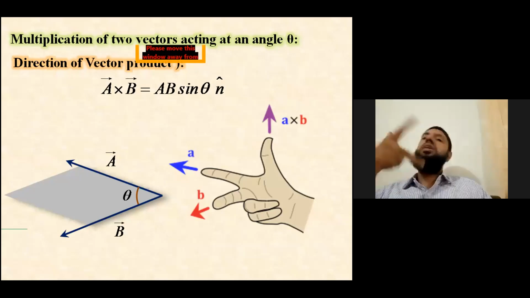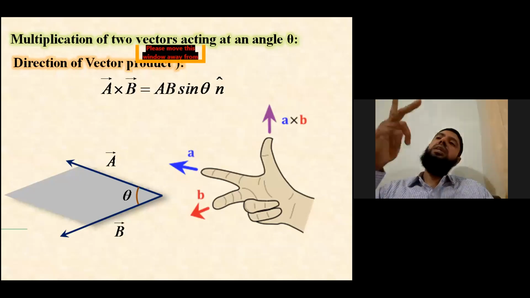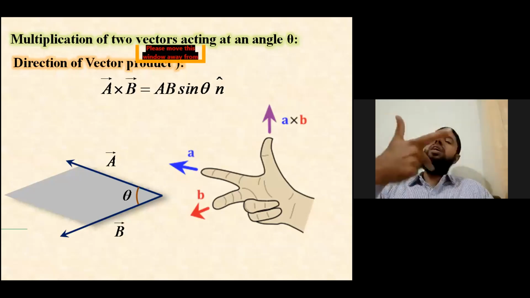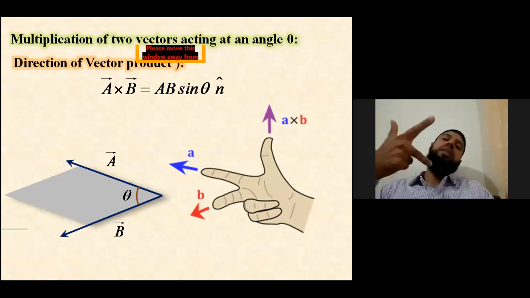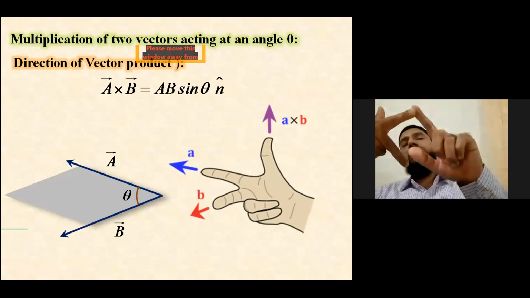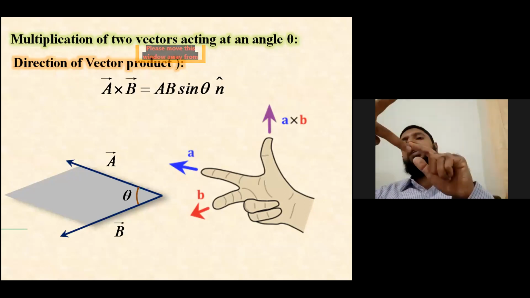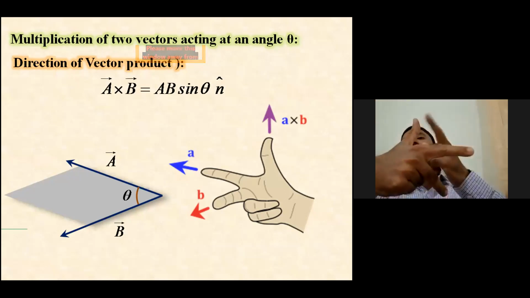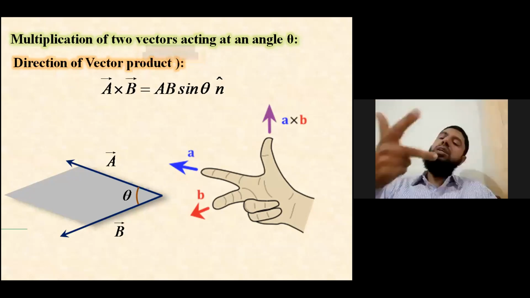If I hold my right hand in such a way that my forefinger, middle finger and thumb make a 90-degree angle with each other, then the forefinger represents the first vector, the middle finger represents the second vector, and the thumb represents the product, the cross product A cross B. This is one way.